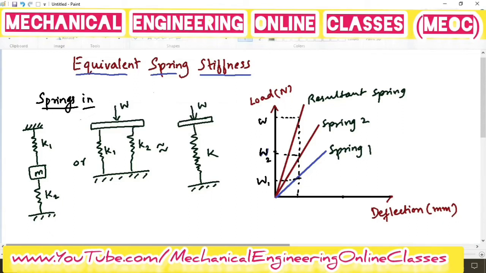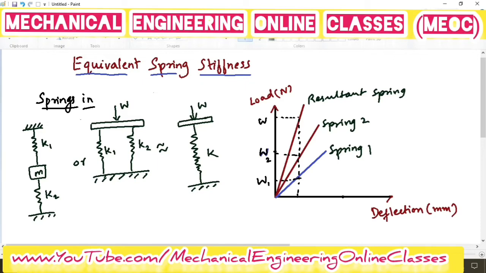Considering the case where springs are in parallel, it could be either of these two connections where spring 1 is attached to mass M and at the other end of mass M there is spring 2 attached, and the other kind of combination in parallel can be somewhat like this, where the two springs are placed one beside the other. They are not connected end to end, they are separately placed one beside the other and there is a load W acting upon them.